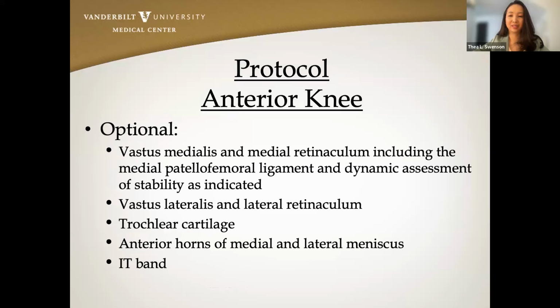Similarly, we can look at the vastus lateralis and the lateral retinaculum, though less commonly injured than the MPFL. The trochlear cartilage can be assessed if we are worried about an OCD lesion. We can also look at the anterior horns of the medial and lateral meniscus if we're concerned about meniscal injuries. And finally, the distal IT band if we're concerned about IT band friction.